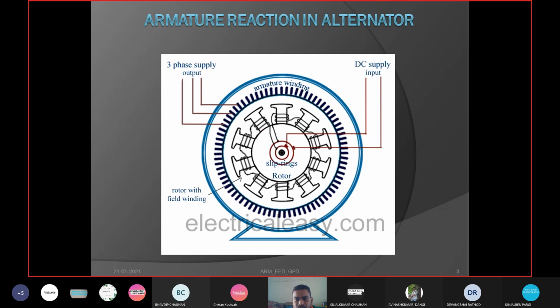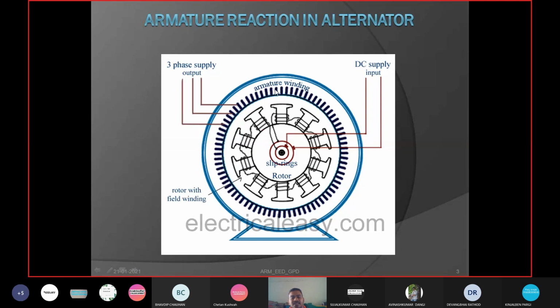Okay, up to this point there is an EMF induced in the armature winding, and the load is not connected, that means on the armature side the output circuit is in the open condition. Now we are connecting a load to the armature winding, or we can say the load is connected to the alternator. As soon as the load is connected to the alternator, current is flowing through the armature winding.